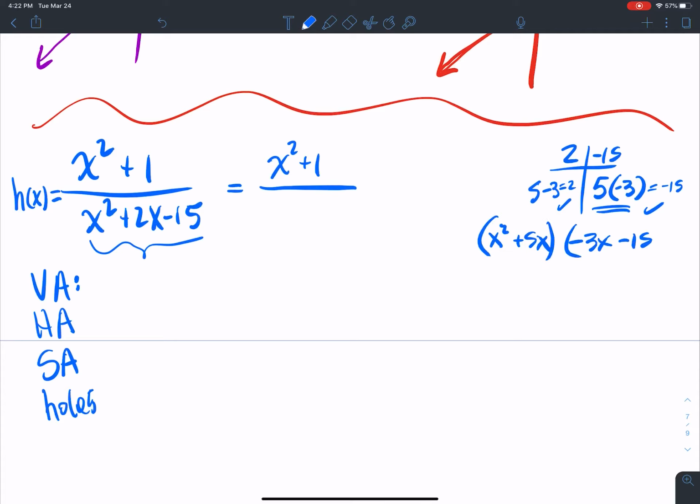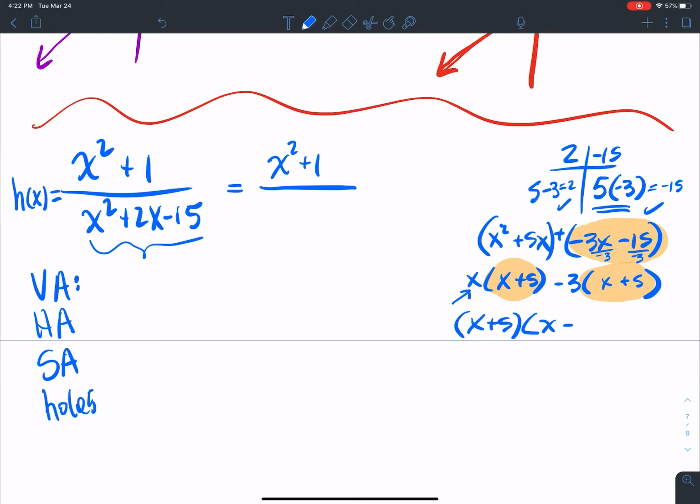I group the first two, I group the second two, make sure a plus is in the middle. Pull an x out, I have x plus 5 times x, and then I want to make this second piece look the same as this one here. So what do I need to do? I need to pull a negative 3 out. If I pull a negative 3 out, I get x. If I pull a negative 3 out, I get positive 5. And so now I'm cooking with peanut oil. Okay? So I can factor an x plus 5 out of both of those, and what am I left with? x minus 3 here. Okay?